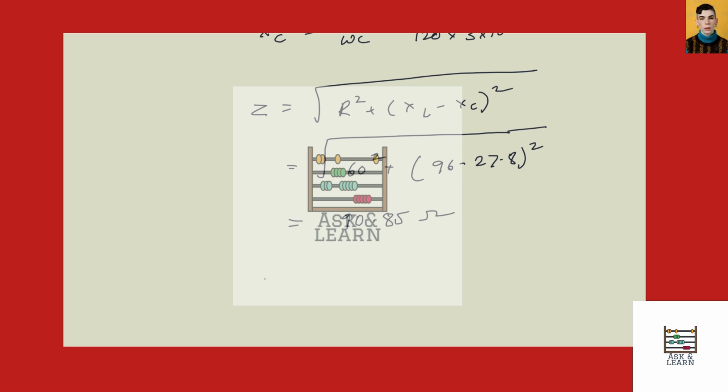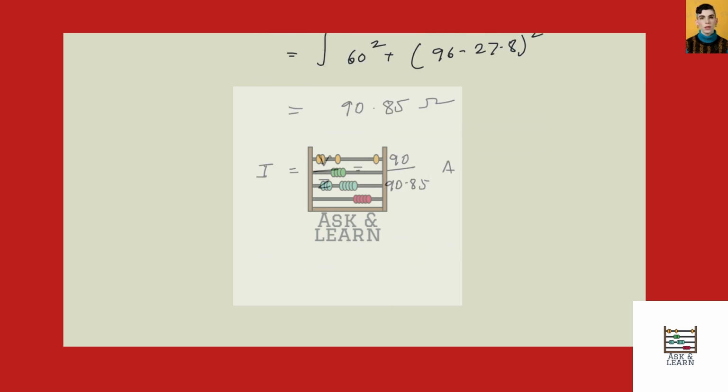Now you have the current I that is given by V by Z. The potential given is 90, so 90 over 90.85 amperes. So the current I is around 0.99.